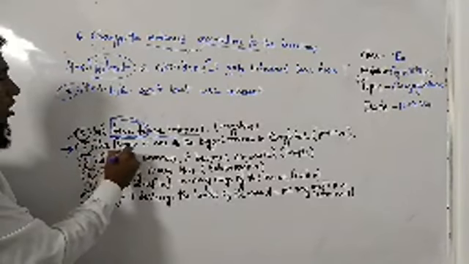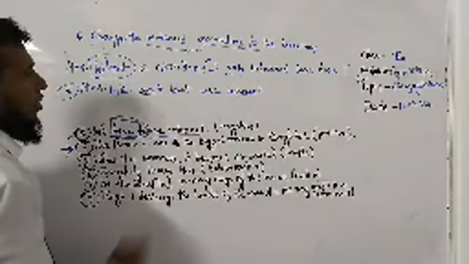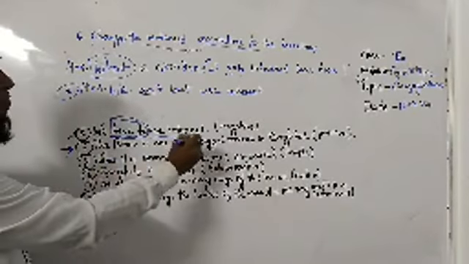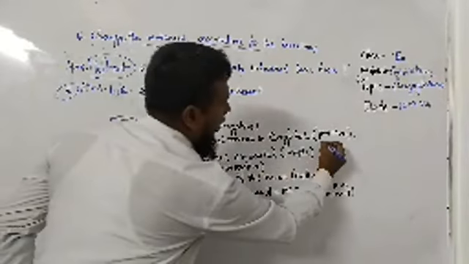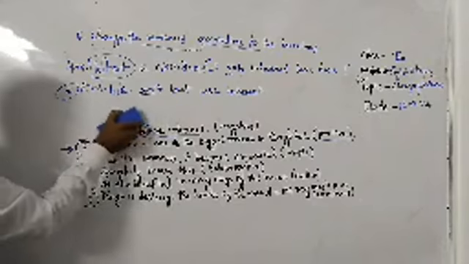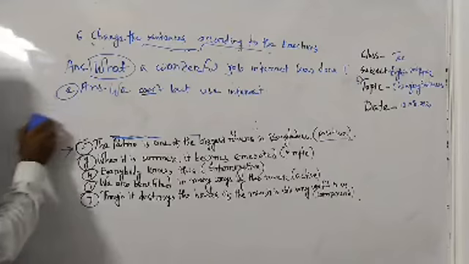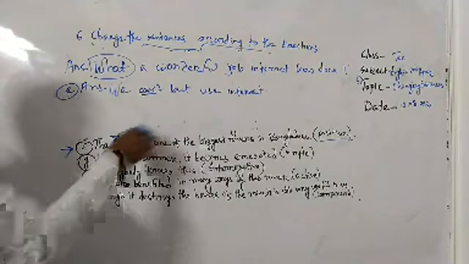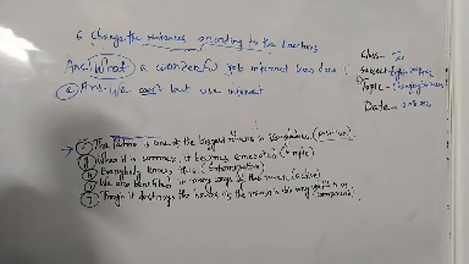Then again come to the sentence number F. See here, the Podda is one of the biggest rivers in Bangladesh, and you have to change it into positive degree. Which degree? Positive degree. Try to change this sentence. The Podda is one of the biggest rivers in Bangladesh. Have you changed?